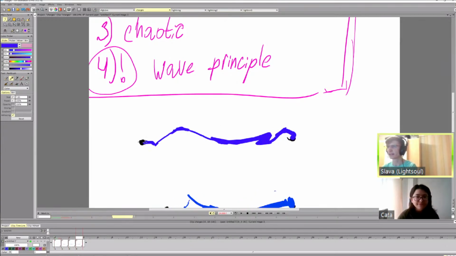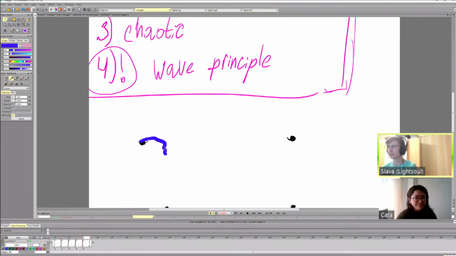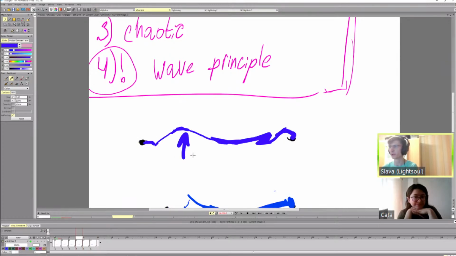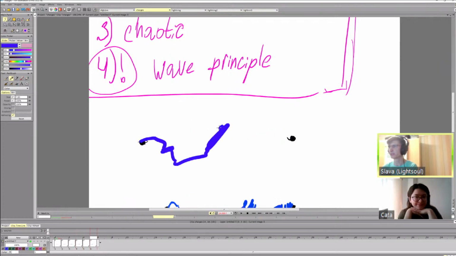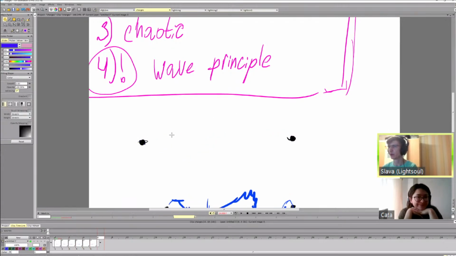Now let's add a dramatic change. So right here, we can skip a frame. And let's add something opposing. So this curve was pointing up. We'll add something pointing down. So this will be something pointing down. Okay. And then we'll add a slow motion again.